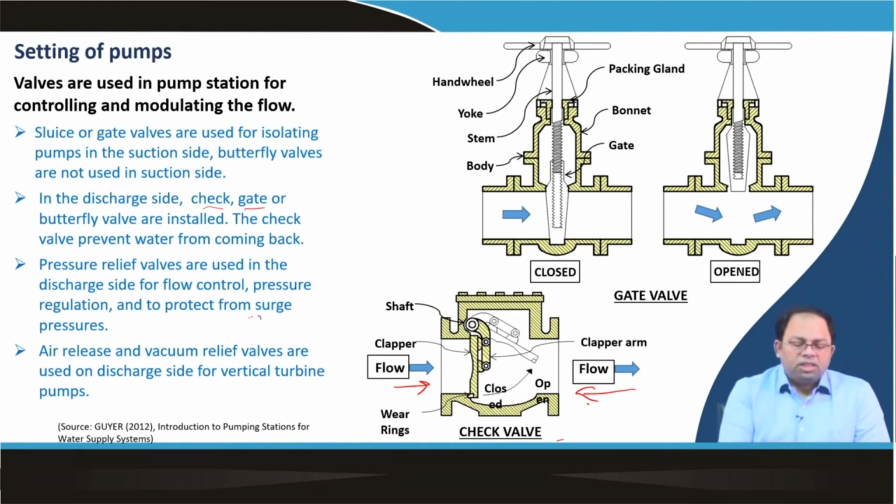So this is called surge pressure, and we have to protect the pipelines from it. For that we require pressure release valves. That means whenever the pressure exceeds a certain value, these valves are opened, and this extra water can get out.